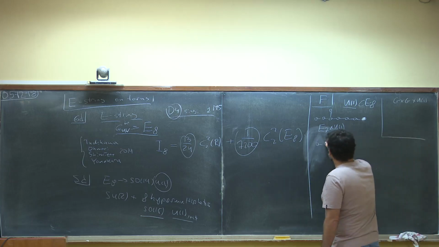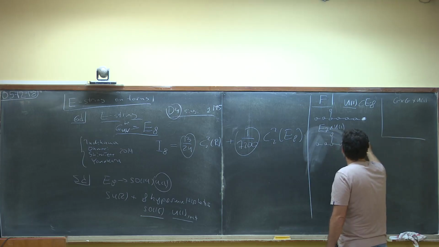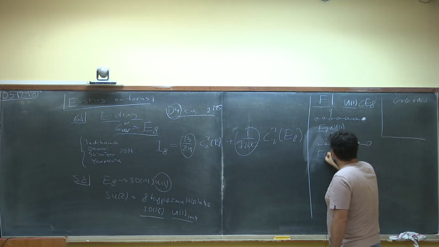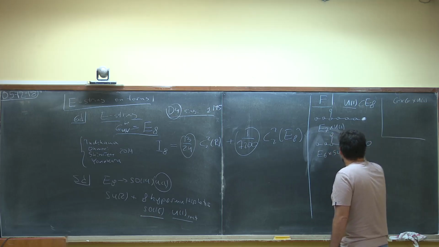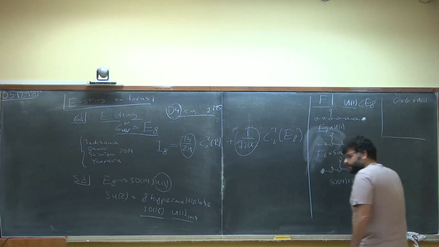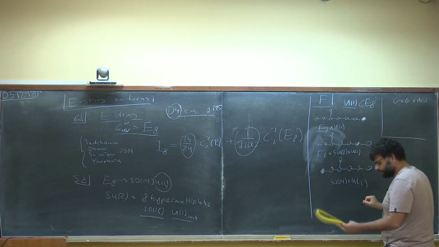And then there are many other choices. Let me write it down, and I will keep this during the rest of the talk. This, for example, will correspond to E6 times SU2 times U1 symmetry. Then we'll have something like this, removing this node, which will be SO14 times U1, and so on.